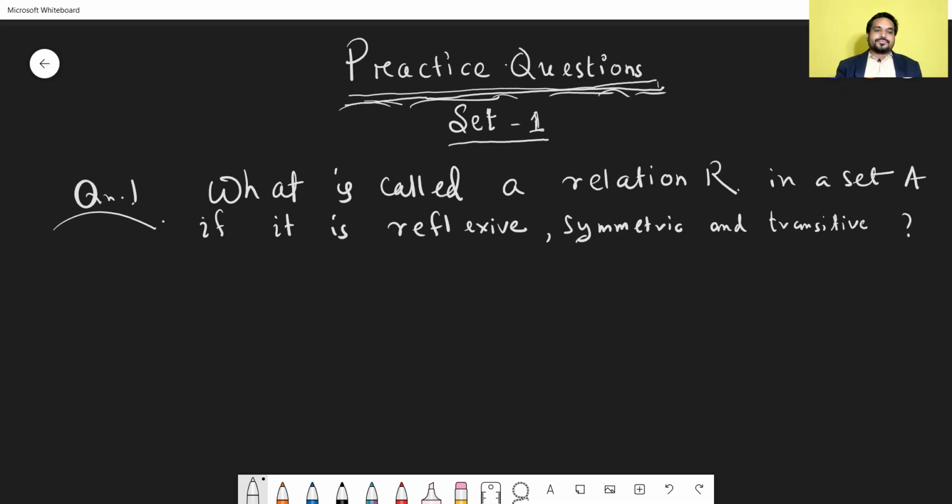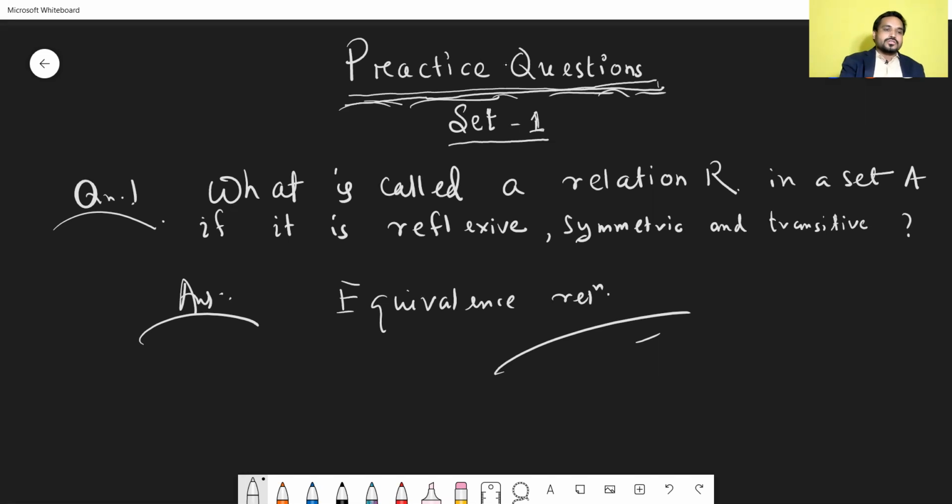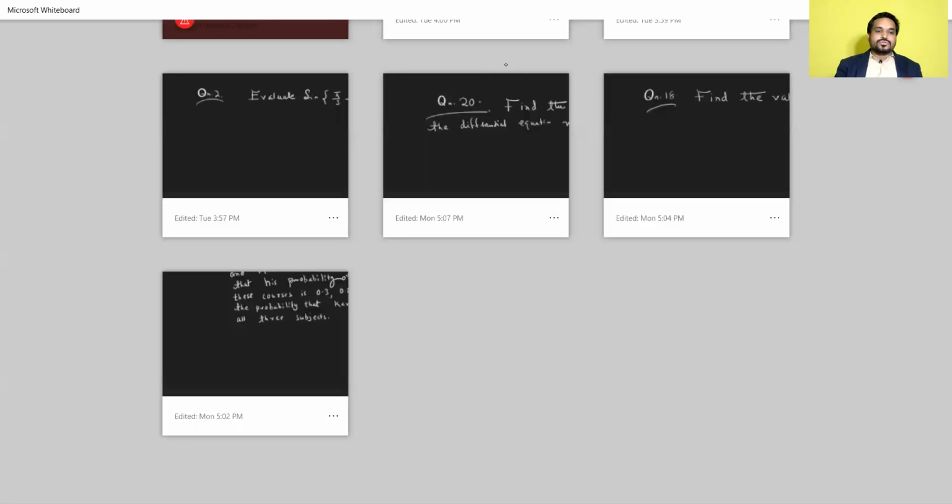Okay, students, let's start. Question number 1. What is a relation R in a set A called if it is reflexive, symmetric, and transitive? So the answer is equivalence relation. Equivalence relation. So question number 1 is solved. Now students, come to question number 2.